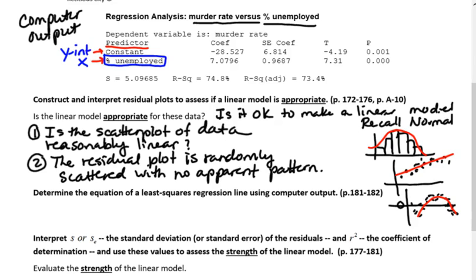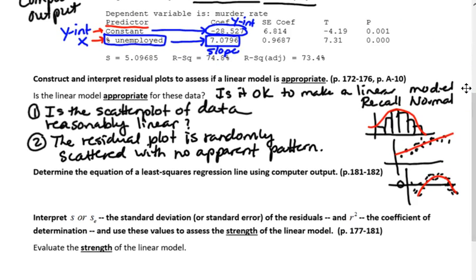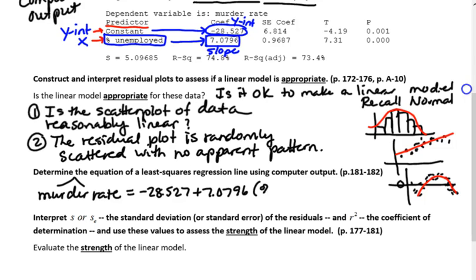So what do we find next to the x value in the equation? We find the slope. So this is the slope. The constant is the y-intercept, so this is the y-intercept here. So we have percent unemployed is my x value, murder rate's my y value, slope, y-intercept. So I can write the equation of the line. So it looks like this. Murder rate hat, because remember we use that to say predicted murder rate, is negative 28.527 plus 7.0796 times percent unemployed. And then that's my regression equation.